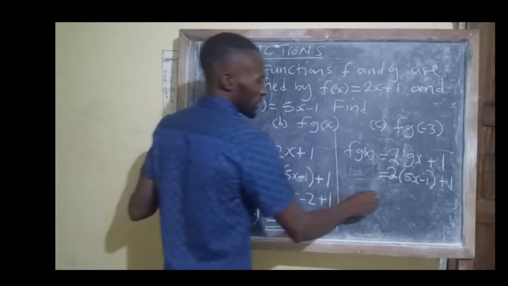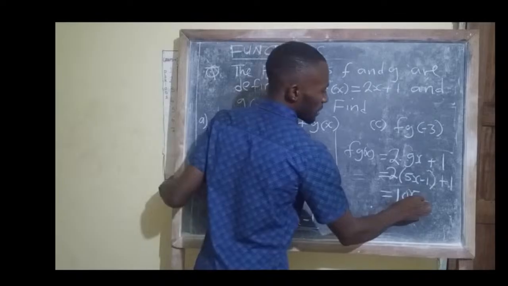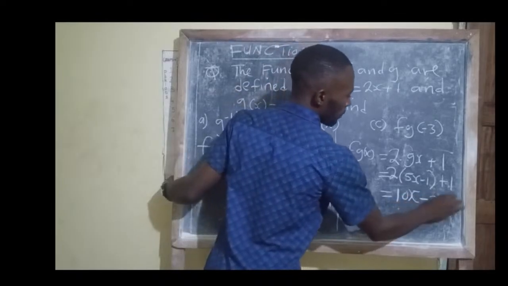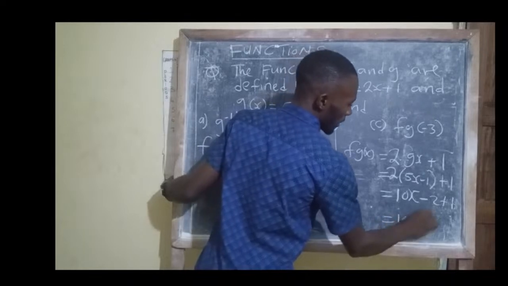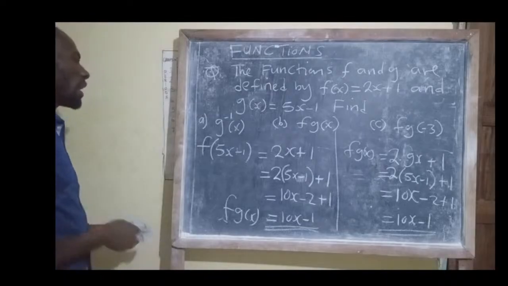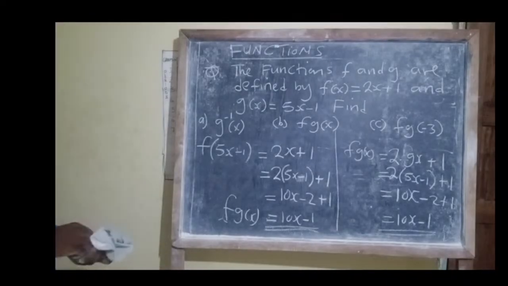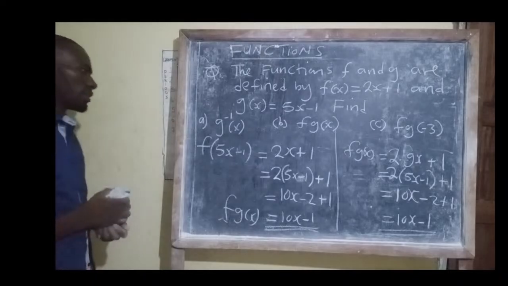When you expand, you're going to still have the same answers, 5x minus 2 plus 1, and your final answer will be 10x minus 1 as the final answer. So this is how you find the functions, two functions in one function.